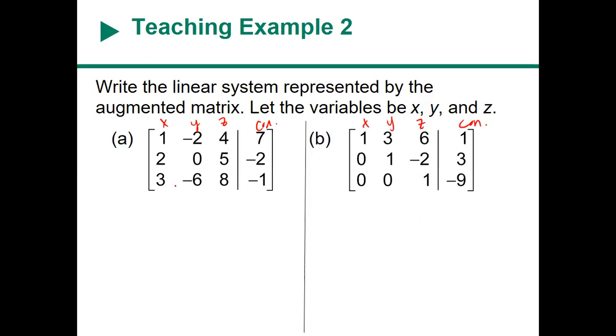Okay, so for the first one here, we have X minus 2Y plus 4Z equals 7. Then we have 2X plus 5Z equals -2. Then we have 3X minus 6Y plus 8Z equals -1.